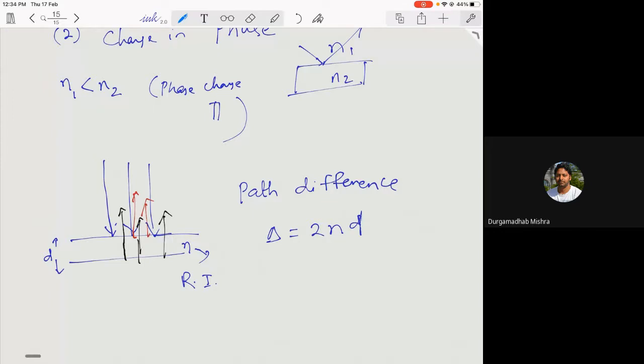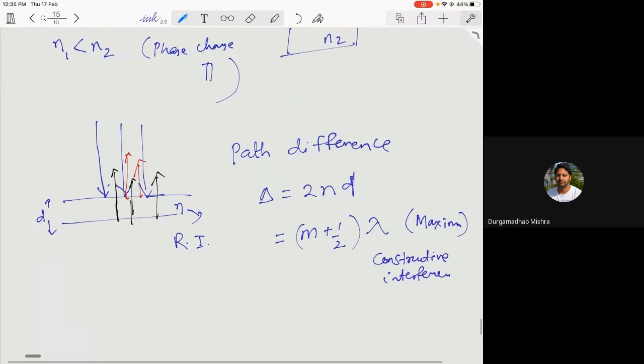Now if I want to look at the condition for the maxima or minima, so here you have to be careful a little bit. The condition for maxima, or constructive interference, earlier we used to say is just a multiple of m lambda, where m is again your integer. But now it is reversed.